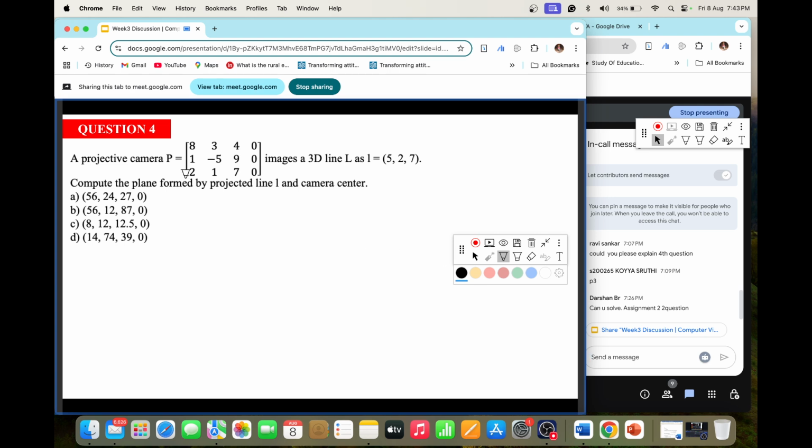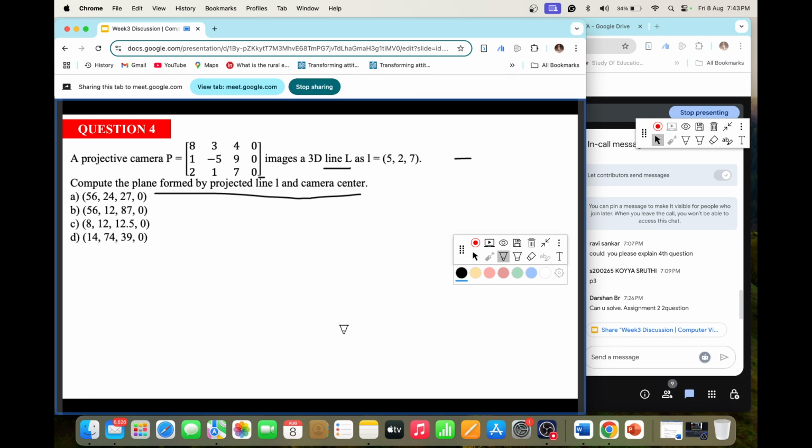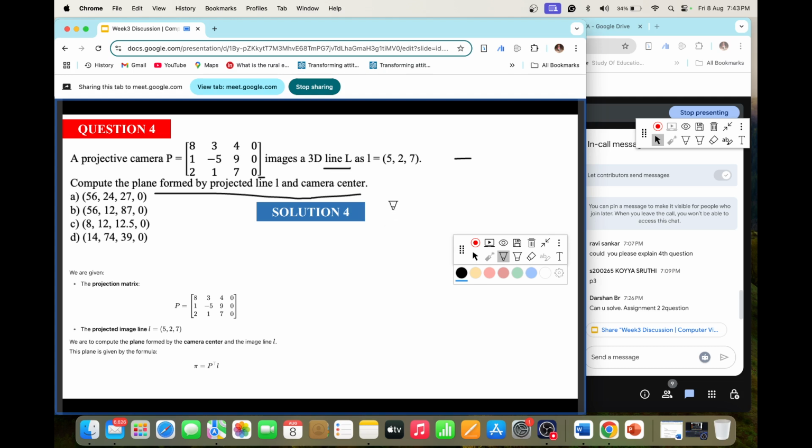A projective camera images a 3D line L. Compute the plane formed by the projected line L and the camera center. So can we do it? P transpose L, right? P transpose into L. Very simple. So the plane will be found by P transpose into L. Just take the transpose of P, which means columns will be converted to rows and rows to columns. So P transpose and L is already given.